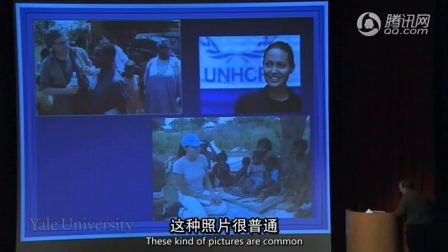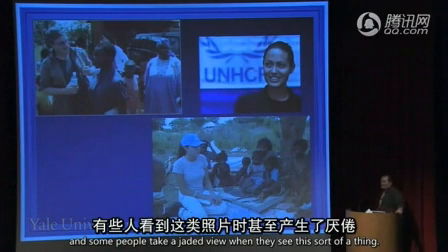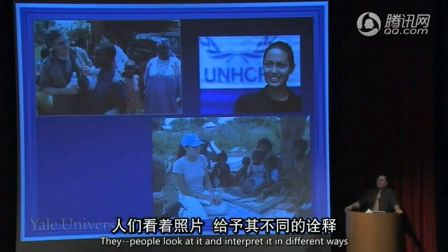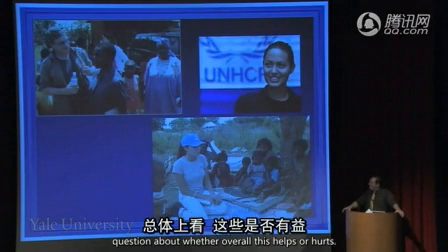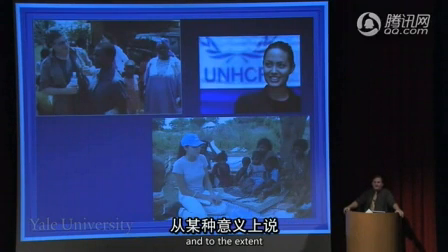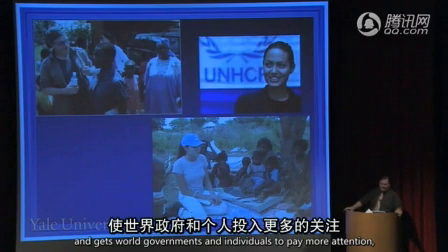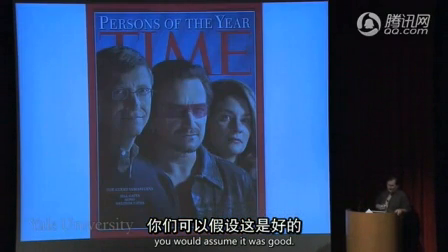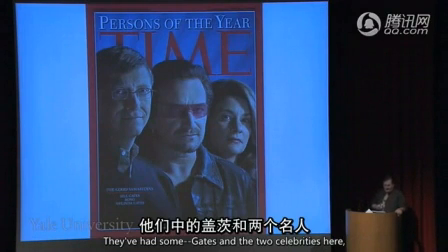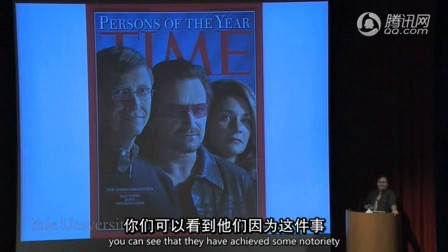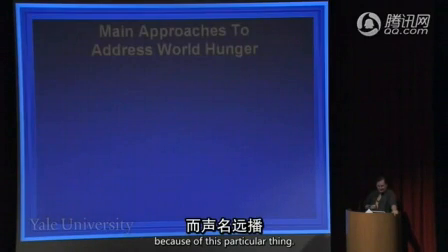So these kind of pictures are common, and some people take a jaded view when they see this sort of thing. People look at it and interpret it in different ways, and one could, I guess, question whether overall this helps or hurts. But certainly these are people trying to do something about it. And to the extent that they're paying attention to it, brings attention to the issue and gets world governments and individuals to pay more attention, then you would assume it was good. This is Bill and Melinda Gates and Bono. You can see that they have achieved some notoriety because of this particular thing.